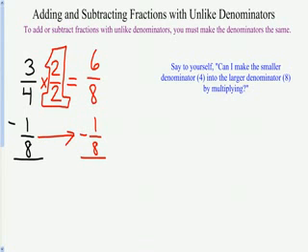6/8 minus 1/8 is 5/8. That fraction is already in lowest terms. I do not need to reduce or simplify. That's my answer. Next example is a little more difficult. It's 1/4 minus 1/7. When I look at those two, I can't make 4 into 7 by multiplying.